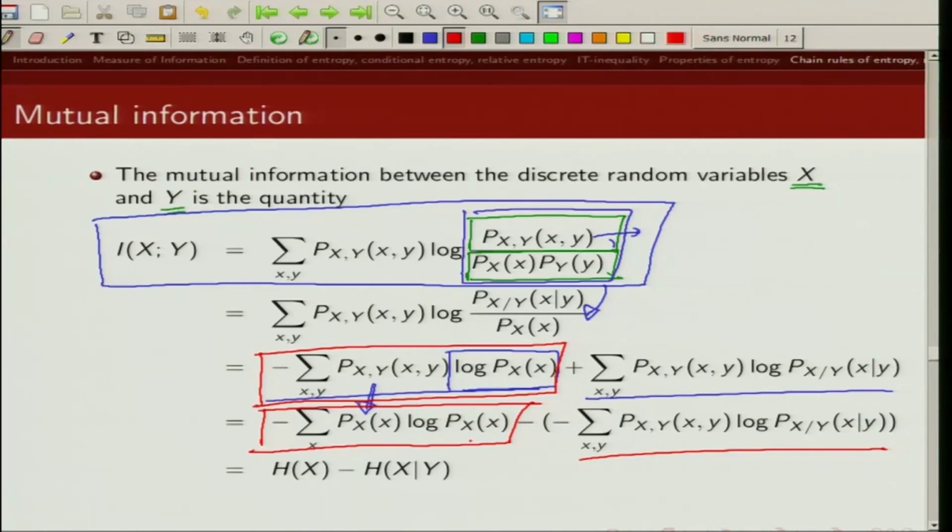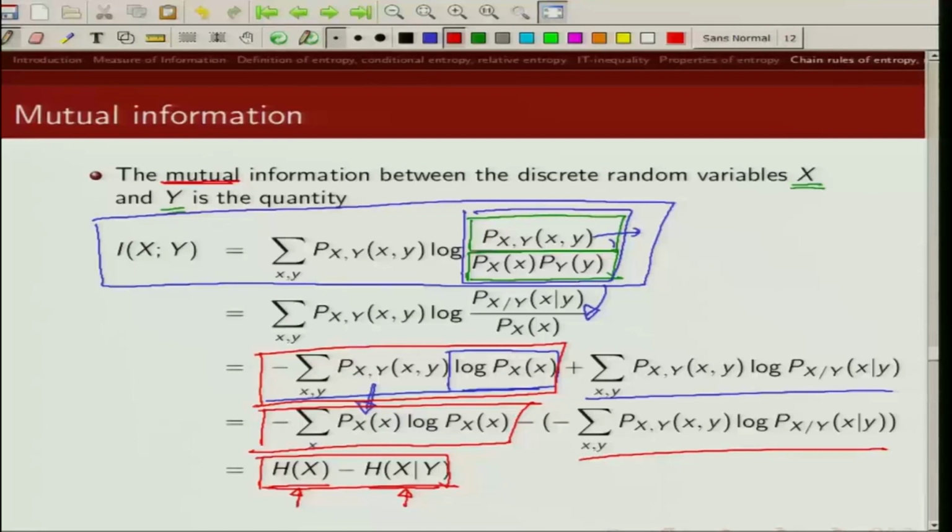Now what is this? This is nothing but our entropy of x. And what is this term? This is the conditional entropy of x given y. So what is mutual information? This is the uncertainty associated with source x. This is the uncertainty in source x given y. Then what is the difference telling me? So this is telling me the information that y is conveying about x.